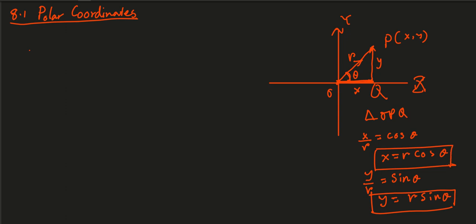And from the Pythagorean identity, we know that x squared plus y squared equals r squared. This is the relationship between x, y, and r. If you substitute the values of x and y from these two expressions, you'll get it verified. So these are the things that you already know. Now we're going to learn something different that is new.